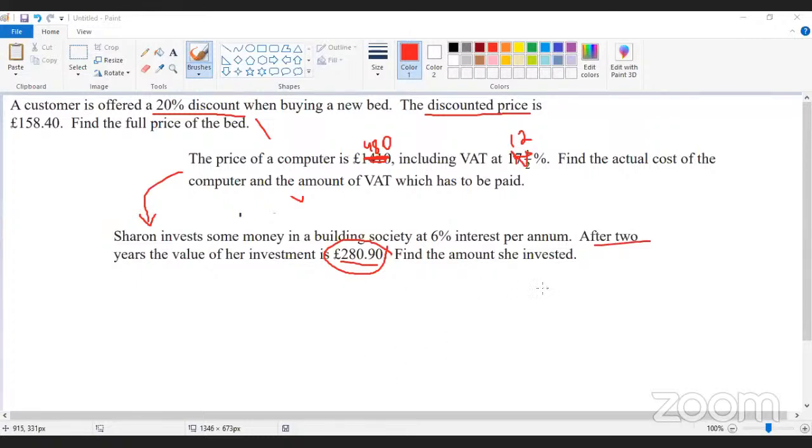Okay, so here it is the constant year. Is it correct or wrong? It is getting this amount in the constant year. Is that correct? Yes, sir. So Sharon invests some money in the building society at 6% per annum. Okay, after 2 years, the value of the investment was 280.9. So this 280.9 is equal to how many percentage? It is equal to 106%. Are you clear with that?